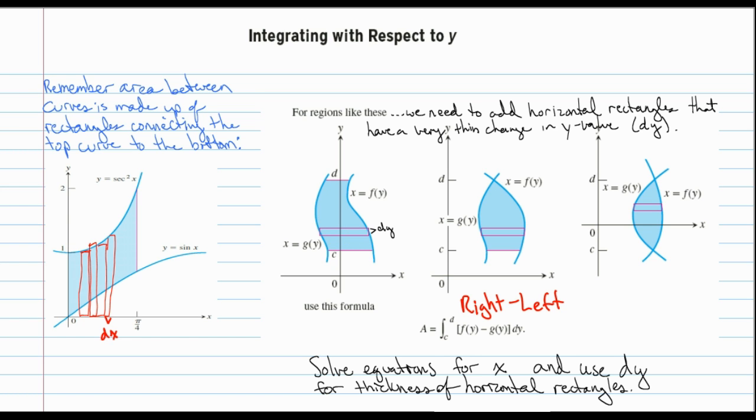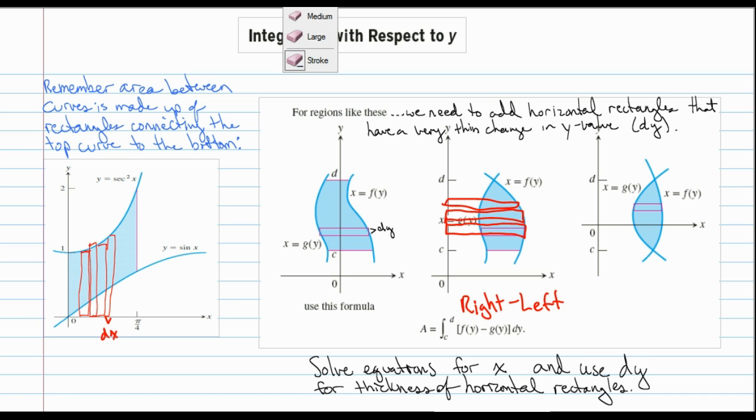So your basic strategy, much like the integrating with respect to x problems, is now you're going to solve each equation for x in terms of y, so it's the antiderivative of f of y minus g of y. You're going to have your lower limit of integration, the lower y value, and the upper limit, the upper y value. And you're going to take the right function minus the left function. So this whole big area underneath the right function, and then you're going to subtract out the area underneath the left function to leave you with the area in between.